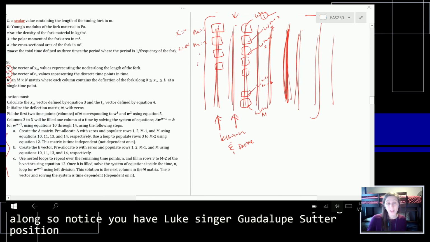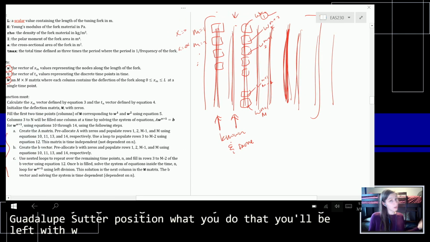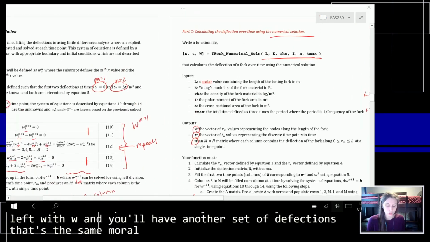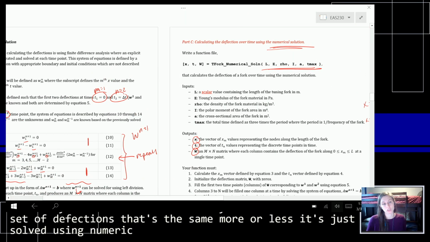Once you do that, you'll be left with w. And you'll have another set of deflections. That's the same, more or less. It's just solved using a numerical solution versus your analytical solution.